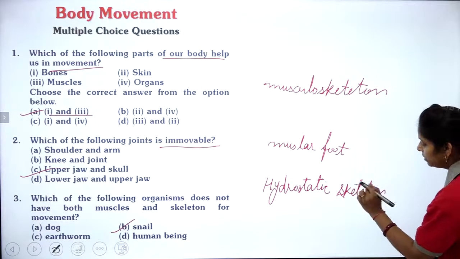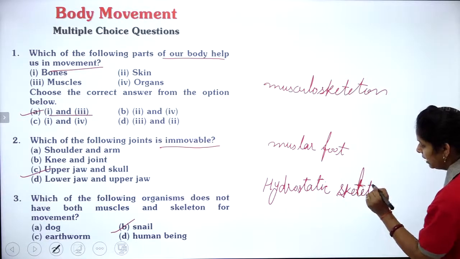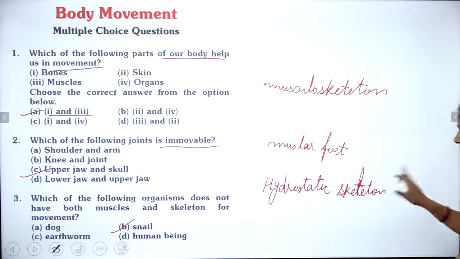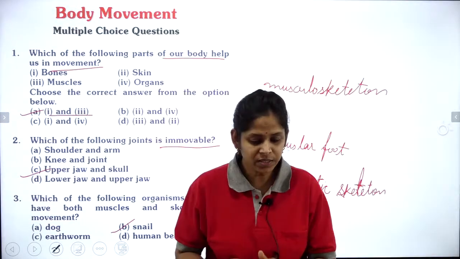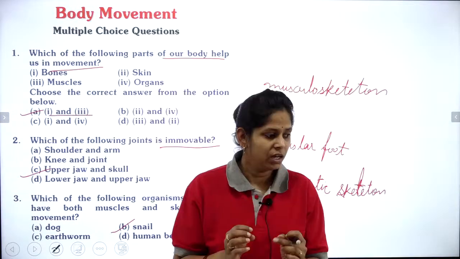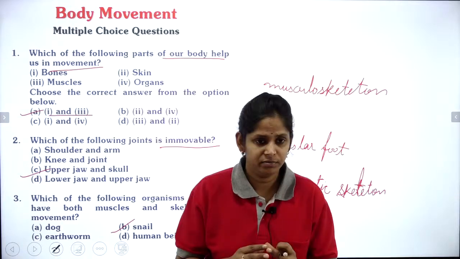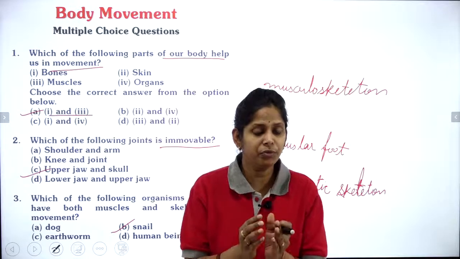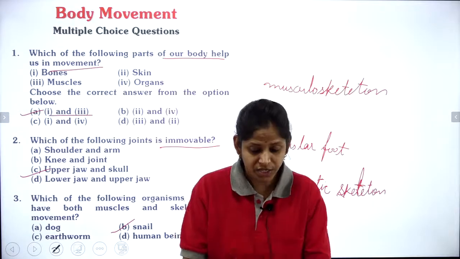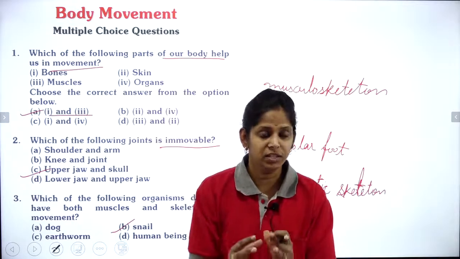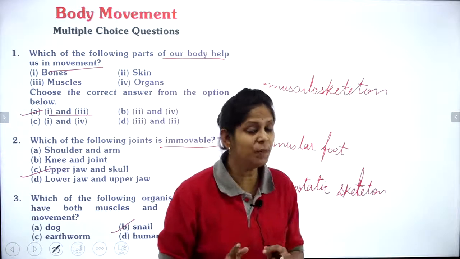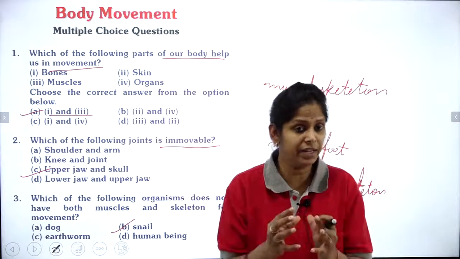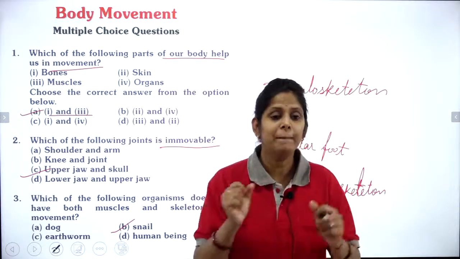Sorry, it's L, not T, skeleton. Hydrostatic skeleton means a fluid-filled cavity surrounded by muscles. This type of skeleton is called hydrostatic skeleton. What I am telling you, fluid-filled cavity surrounded by muscles.